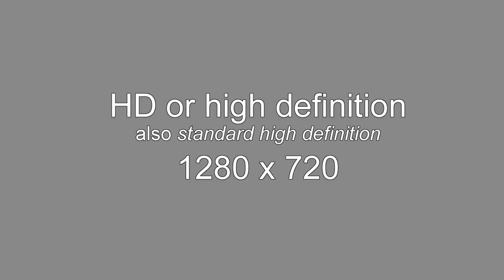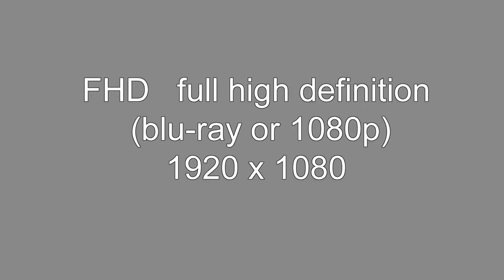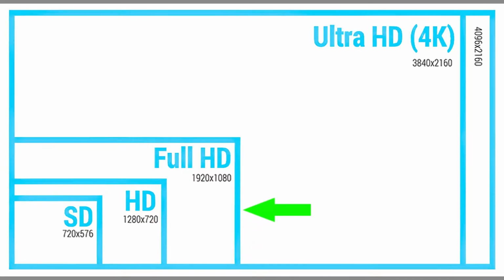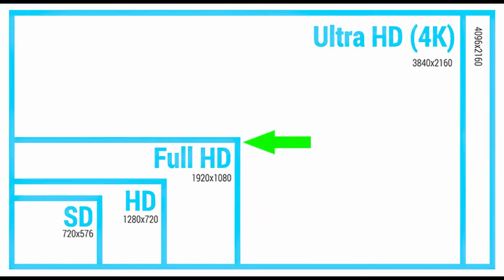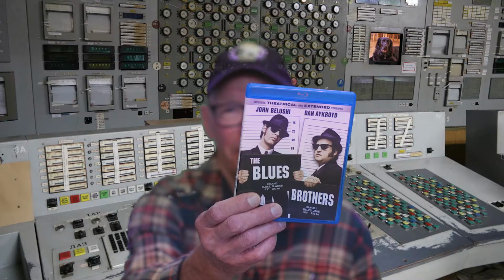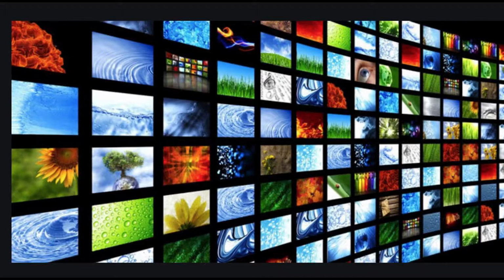Then came high definition at 1280 by 720. This was even better. Finally, we got full high definition at 1920 by 1080. This was the resolution of Blu-ray. I remember walking into Best Buy and they had an entire wall of TVs playing super detailed, high contrast, oversaturated videos. They had mountaintops, tropical fish, football games, and they all looked fantastic.